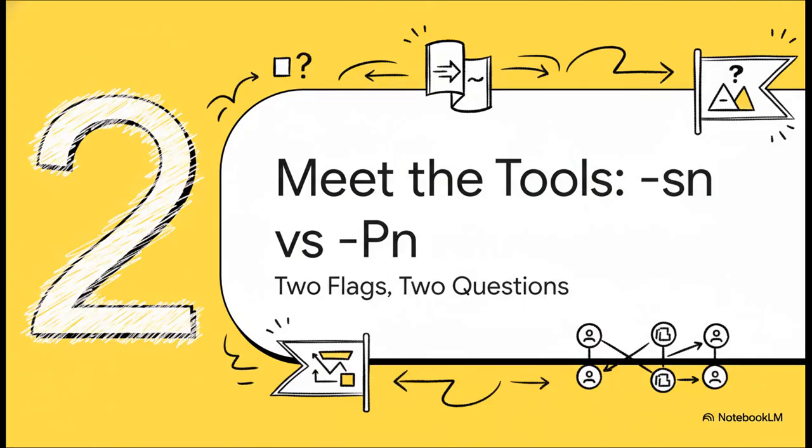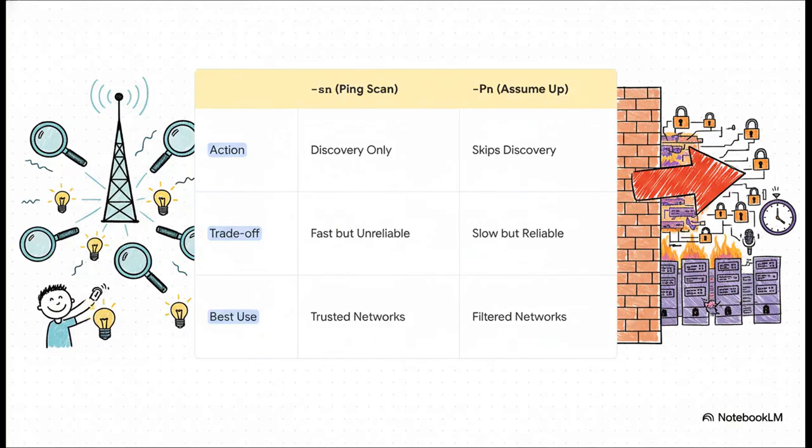All right, so let's get to the solution. We have two main flags to get around this, -sn and -Pn. Now, they might look similar, but they ask two fundamentally different questions. Understanding that difference, well, that's the whole key to efficient scanning. Let's break this down because it's so important.